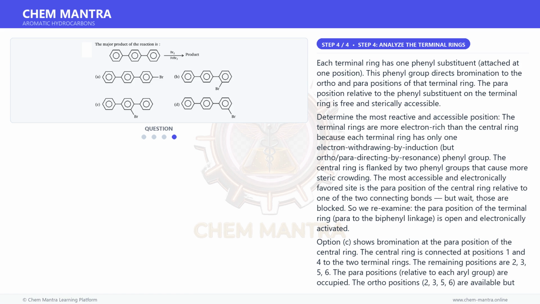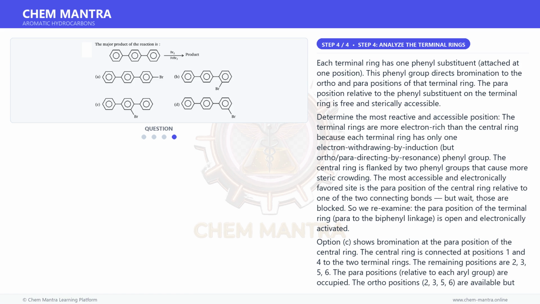Looking again at option C, the Br is shown on the central ring at a position that is ortho to one phenyl and para to the other, effectively an activated position by both flanking aryl groups directing cooperatively. In p-terphenyl, the central ring's 2 position is ortho to C1, one aryl, and meta to C4, the other aryl, while there is no true para open on the central ring. The answer, C, places Br at the 4 position of the central ring.